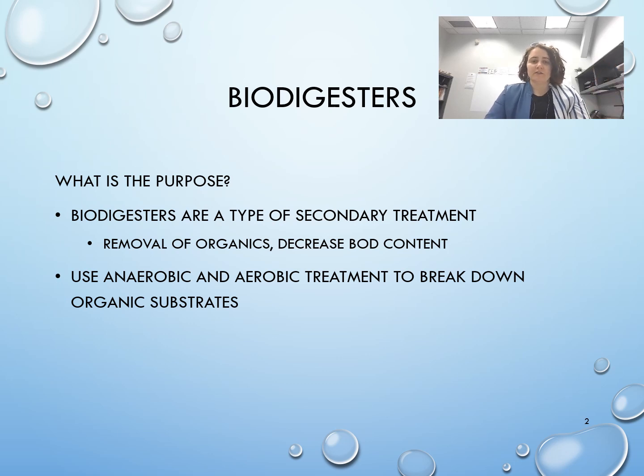So our biodigesters, the purpose of this is it's a type of secondary treatment. So we've been talking about activated sludge in class and about aerobic and anaerobic treatment. And basically what a digester is, is a tank system. It's a reactor style system where we have removal of organics and a decrease in BOD content as a result of either aerobic or anaerobic respiration. And so just like we've talked about with activated sludge, the purpose is really to break down those organic substrates. So it's a type of secondary treatment, and it's a little bit more simplified than the activated sludge processes that we've been talking about.